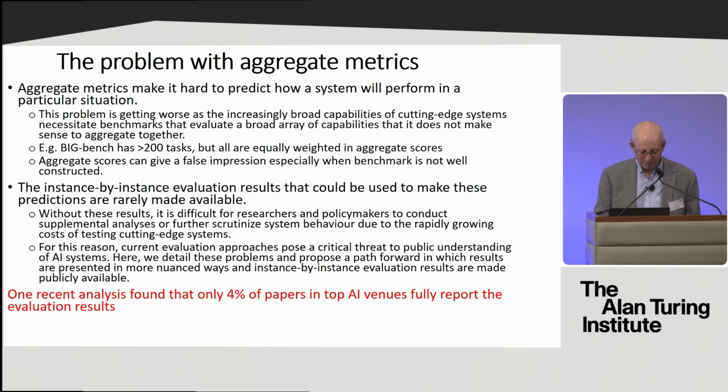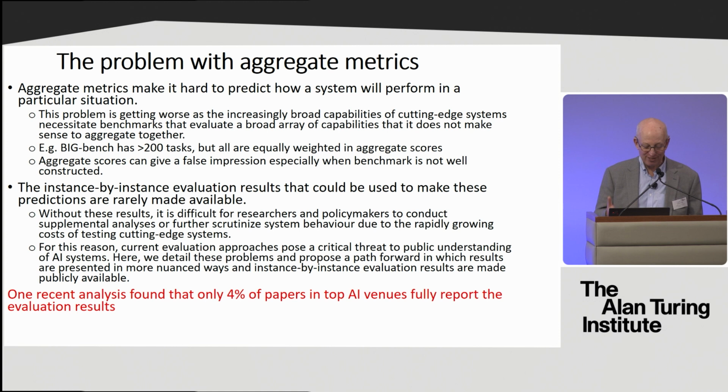And in looking at four papers in top AI venues, only 4% of them actually fully report evaluation results. So this is a paper under review, and our plea in it is, if you've been doing this kind of work, make it fully reproducible. This is particularly important since other people may not have the resources to replicate your results because of the cost of running these models.